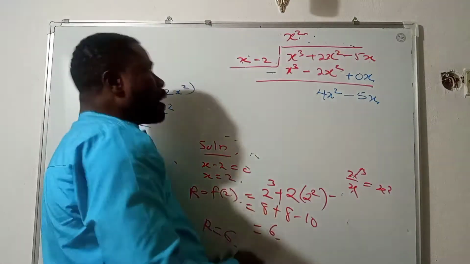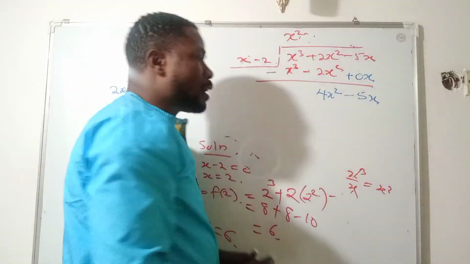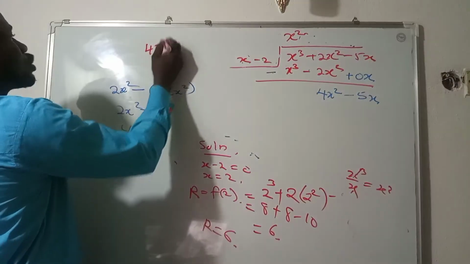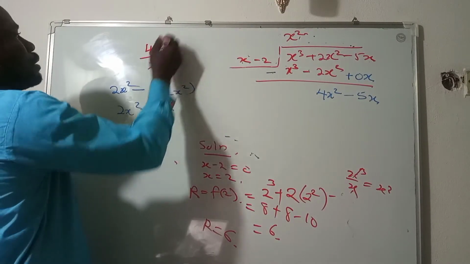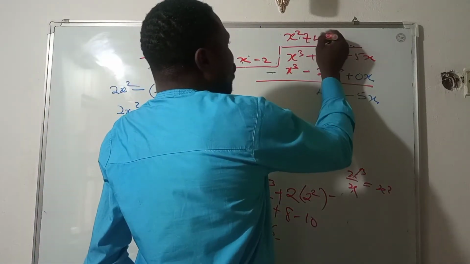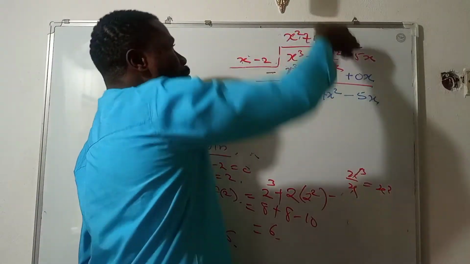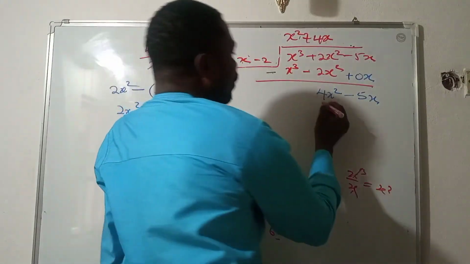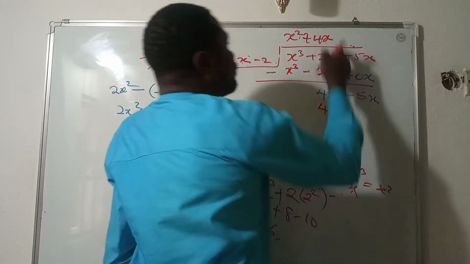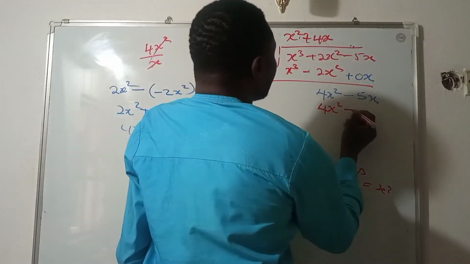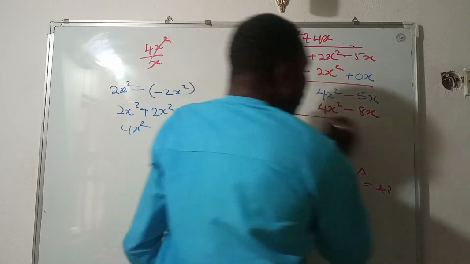I will therefore say x into 4x squared. That means 4x squared all over what? X. When you divide, this will give us plus 4x. I will again say, having written 4x here, I will say 4x times this. That again will give us 4x squared. 4x times this, that will give us minus what? 8x. I will draw this line.